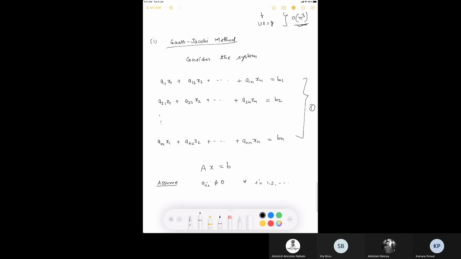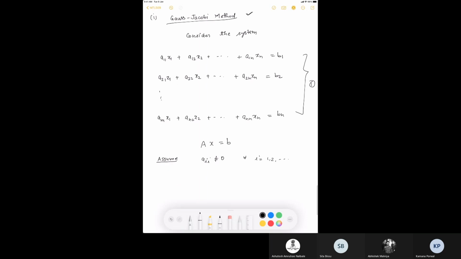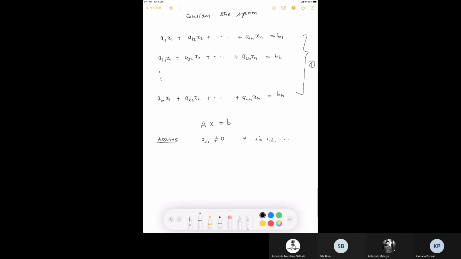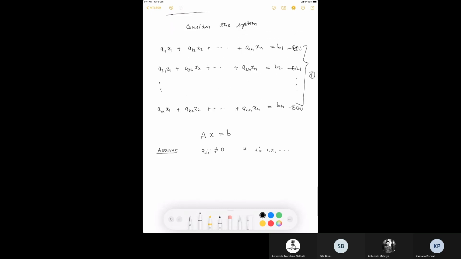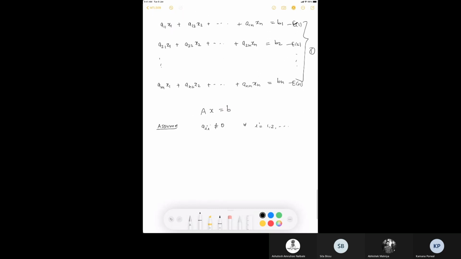Okay, so before really going into what this method is, let's just do a little one step here on the system itself. From the first equation here, let's call it E1, E2 up to En, from E1 I'm going to solve for X1, and from E2 I'm going to solve for X2. Likewise, from En I'm going to solve for Xn. So basically, I'm just going to rewrite this system 1 here.